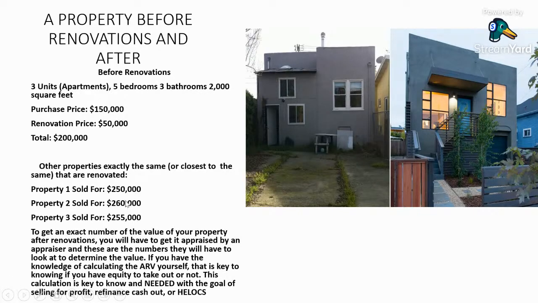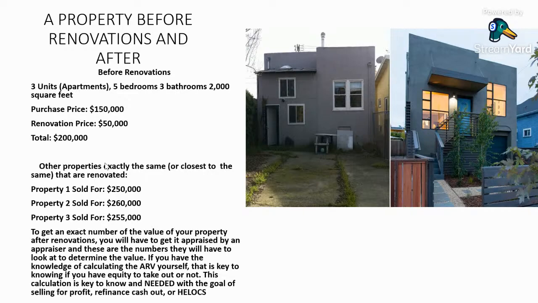So what are you looking at here? In total, what we're going to purchase the property for before renovations would be $200,000. After renovations, the property should be worth anywhere between $250,000 and $260,000. Why? Because the properties around the property you're looking at sold for these prices after being fully renovated. And if your plan is to sell and profit, buy and flip, as they call it, you have to make sure these calculations are on point.